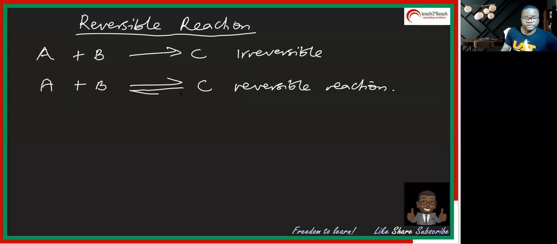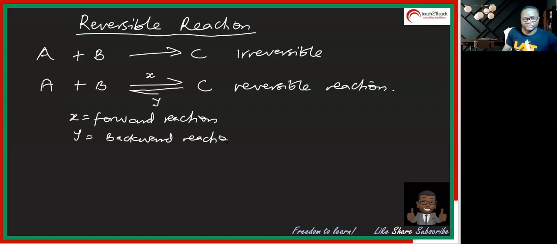So when we say it's a reversible reaction, what do we mean? What that simply means is that we have two reactions here. We have reaction X and reaction Y. The reaction X will be the forward reaction, and reaction Y will be the backward reaction. So that's the forward reaction and the backward reaction.